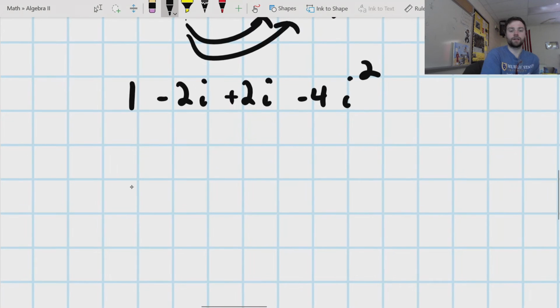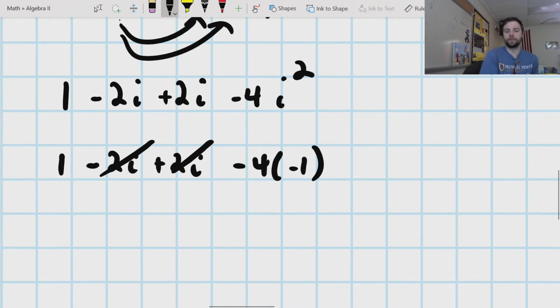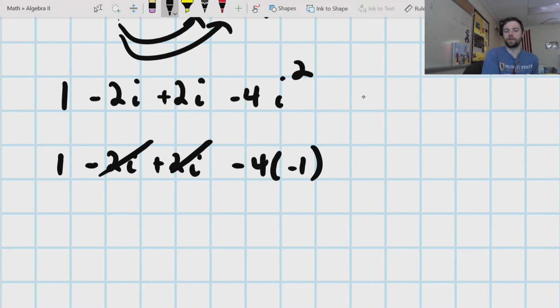So if that's the case, I've got 1 minus 2i plus 2i will cancel. They'll add to 0. Don't want to say cancel too often. And then i squared is negative 1. So negative 4 times negative 1. So this i squared is negative 1 because of an identity.